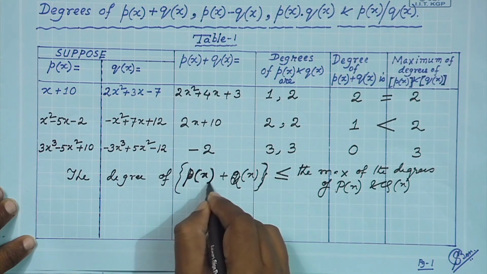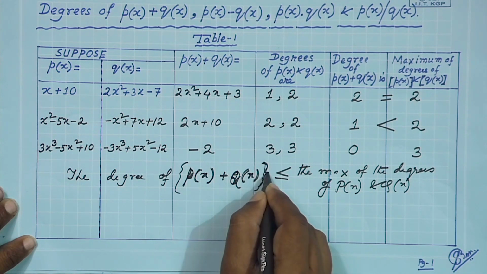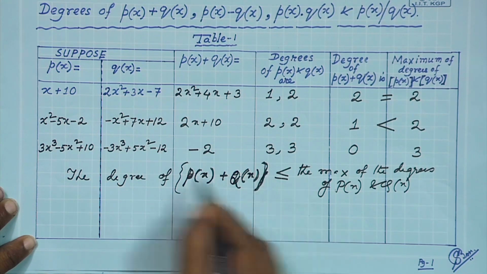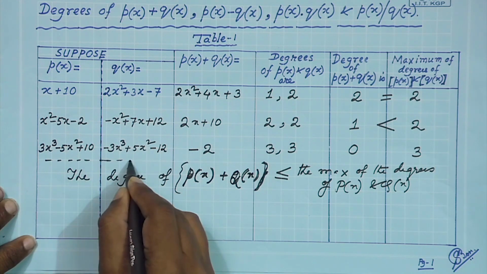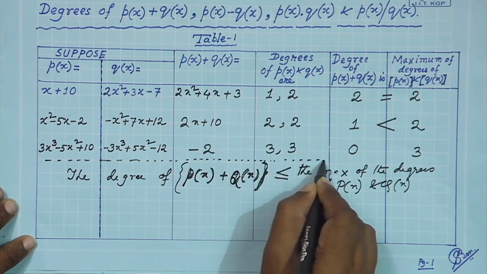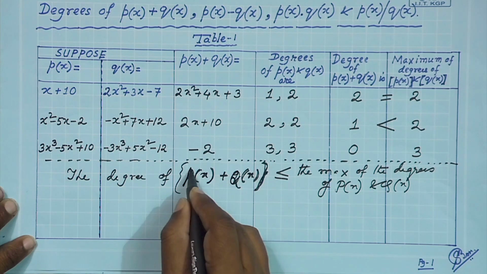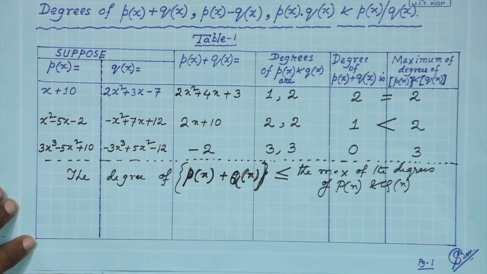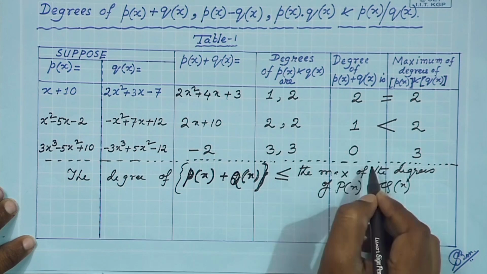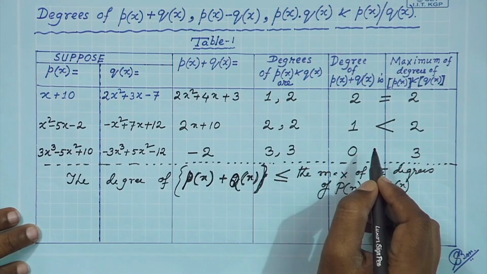I am using two capital letters P and Q for the polynomials here for this very statement. For the previous examples, I have used small letters, but we can use the capital letters also. For the final conclusion, I am taking the capital letters. The degree of P(x) plus Q(x) is less than or equal to the maximum of the degrees of P(x) and Q(x). Are you getting this result? Yes, sir. And this is supported by the previous 3 examples.